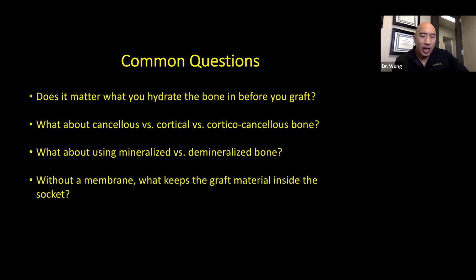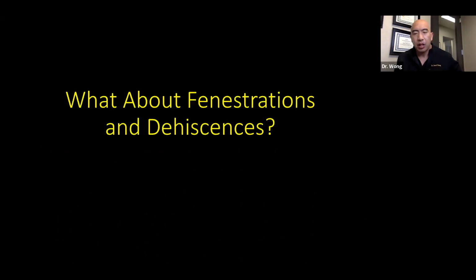Without a membrane, what keeps the graft material inside the socket? Once again, you can use that biostrip if you want to, but even if you didn't use that, what keeps it inside the socket is a blood clot. So the patient goes home with a gauze pack in their mouth. An hour later, they're going to have a nice bloody blood clot over the top of that graft material because we didn't overpack it, and that's what's going to keep it in place.